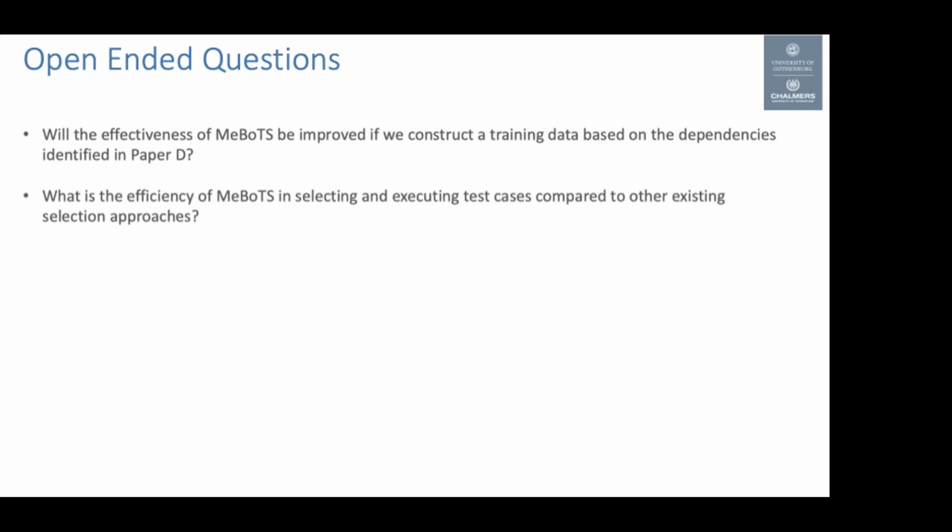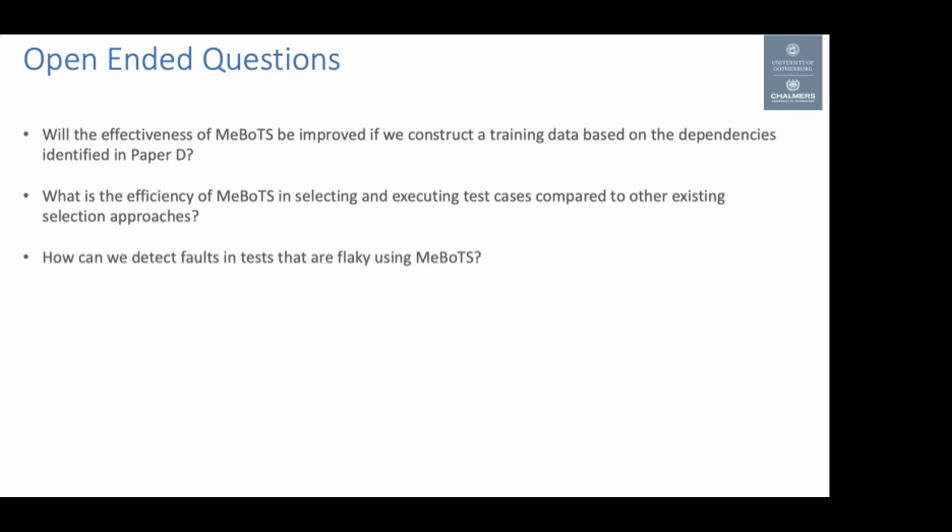And second, since any test case selection technique is said to be cost effective based on the time it takes to collect, select, and execute the test, it is also important to compare the time it takes MeBoTS to select test cases with existing approaches. The other question is whether MeBoTS can be used to test flakiness of tests. So, flakiness in tests can be due to several factors, such as issues in the code or issues in the test script, or maybe external factors.